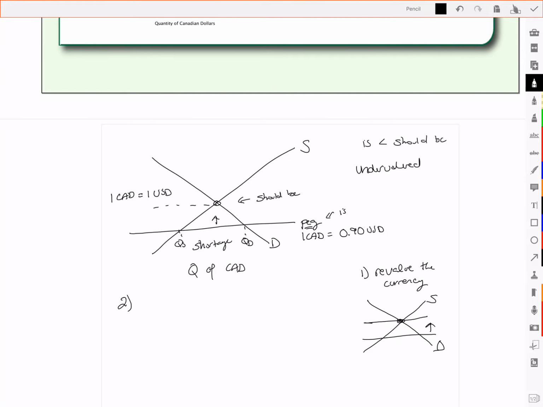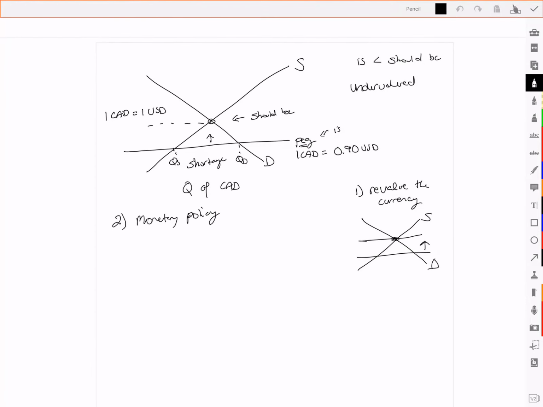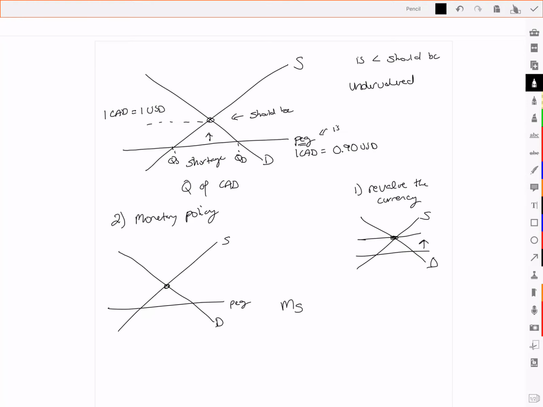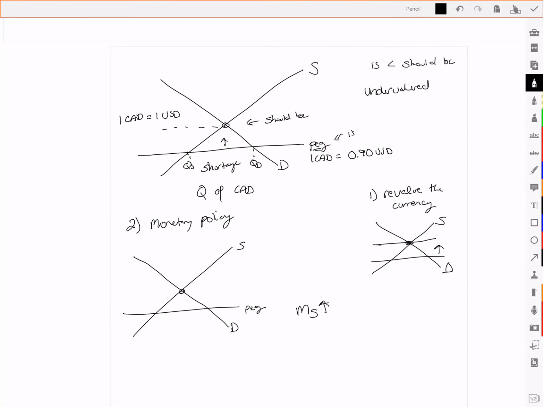And option two is we're going to have to use monetary policy to maintain the peg. All right, so let's look at how that works. Well, monetary policy consists of two things: money supply and interest rates. So if we want to maintain this peg, here's demand, here's supply, here's our peg. We need to get that point where the market says it should be back onto the peg. So we're going to need to take the money supply and increase it.